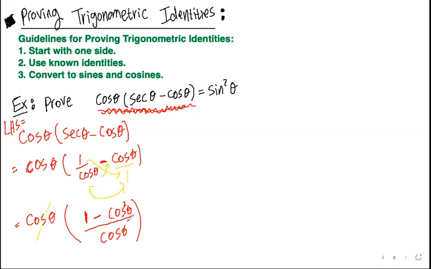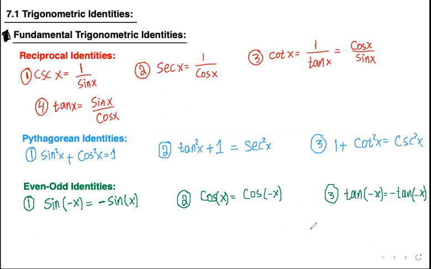I get this with this cancel each other. Now I get this equal 1 minus cosine square of theta. What is 1 minus cosine square of theta? Sine square, sine square of theta. How do I know? By this here: sine square plus cosine square equal 1. So 1 minus cosine square is equal sine square.